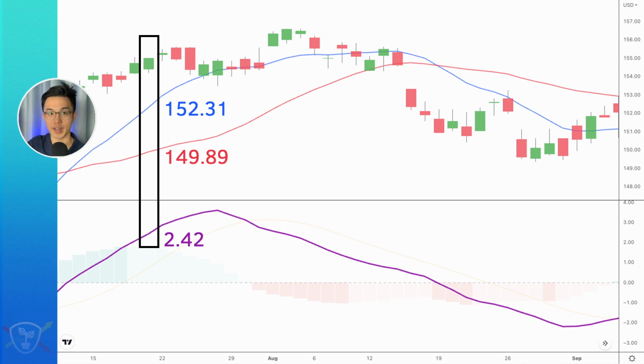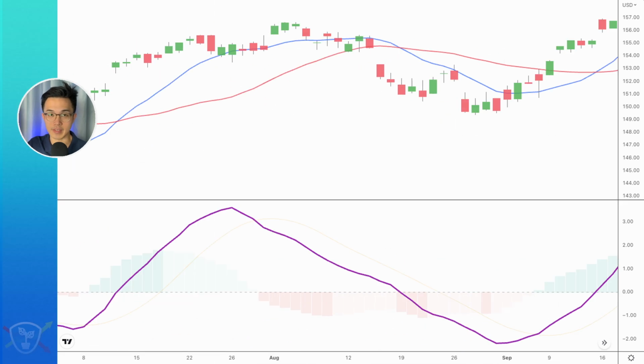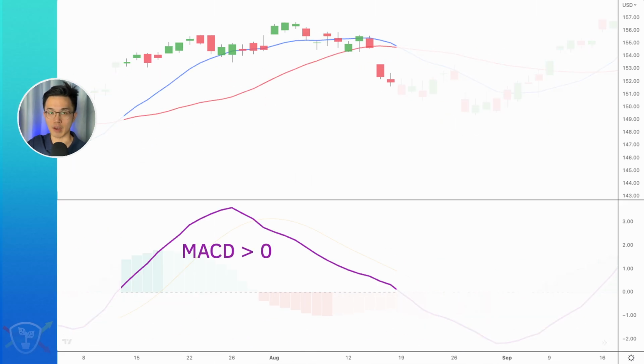Let's take a quick look at another example. Over here, the 12-period moving average is at 152.42. And the 26 moving average is at 153.91. That will make the MACD line negative 1.49. What we see here is that if the MACD line is above 0, if it's positive, that means that the 12-period moving average is above the 26-period moving average.